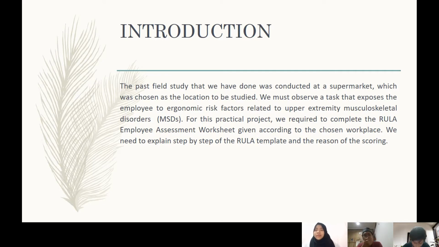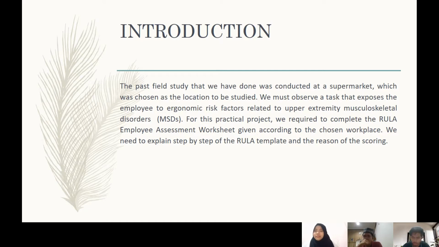The past field study that we have done was conducted at a supermarket, which was chosen as the location to be studied. We must observe a task that exposes the employee to ergonomic risk factors related to extremity musculoskeletal disorder, which is MSD. For this practical project, we are required to complete a RULER employee assessment worksheet given according to the chosen workplace. We need to explain step by step the RULER template and the reason for the scoring.